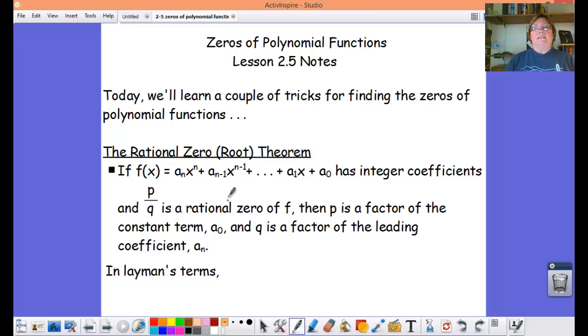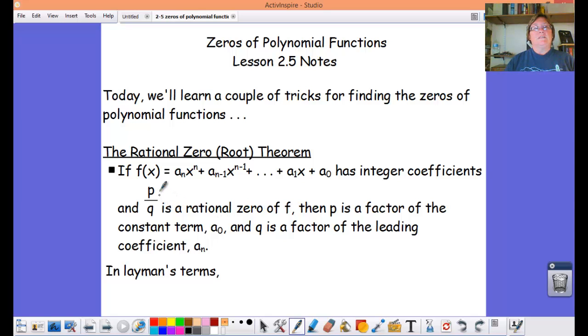This looks really nasty, but it's really not as bad as it looks. f(x) here, this is by definition what a polynomial function looks like. That is, it's a function where exponents are integers and positive, coefficients are real numbers. This particular theorem, though, says, supposing that those coefficients are integers as well, and there's some rational number that is a root of the function.